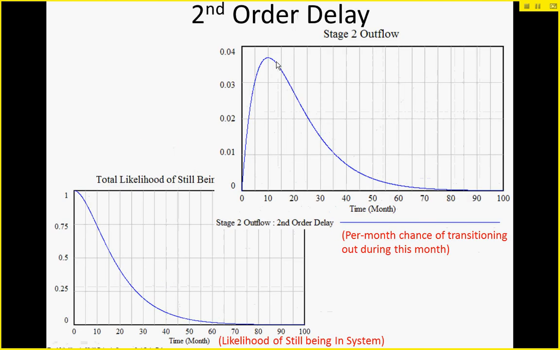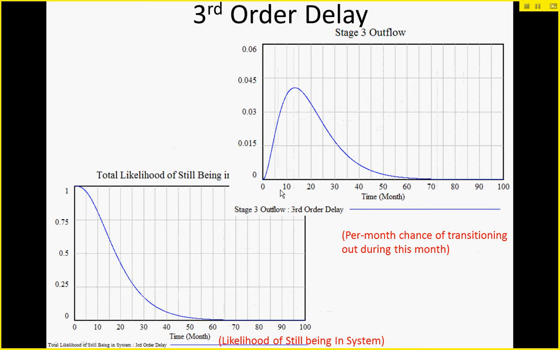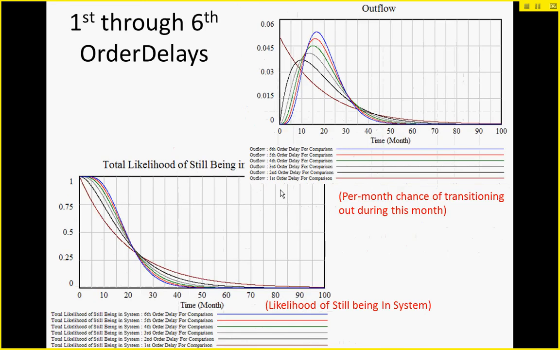So here's a second order delay. Its peak is around 10. This peak is around 15, is around 13 or so on. And you can map out different order delays. This is the first order. Successive order delays start to get successively larger amounts of time before the outflow rises, and in fact they're sharper.